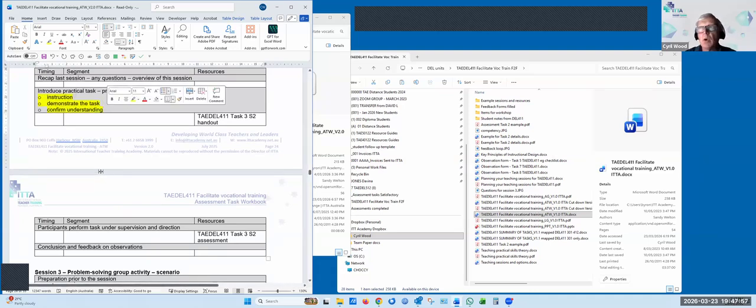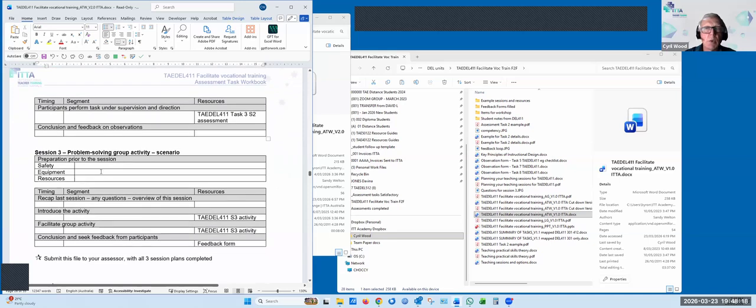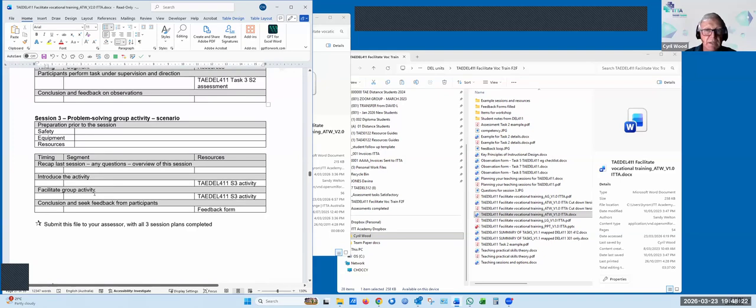You might be demonstrating the task first. That could be the CPR, or first aid, or something else. It might be showing them something on paper that they will then create themselves through whatever means you've set up. And then 3, the problem-solving activity. Again, the structure's the same. Introduce the activity, facilitate it, get it going. Then conclusion, seek feedback from participants, and that's it.